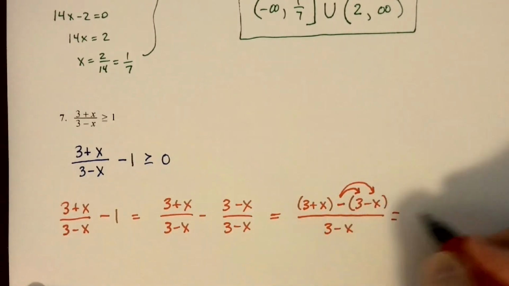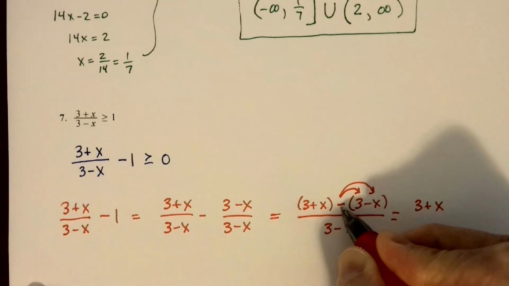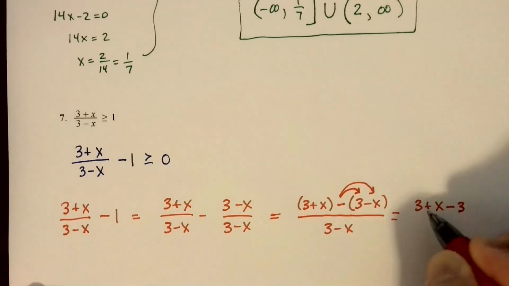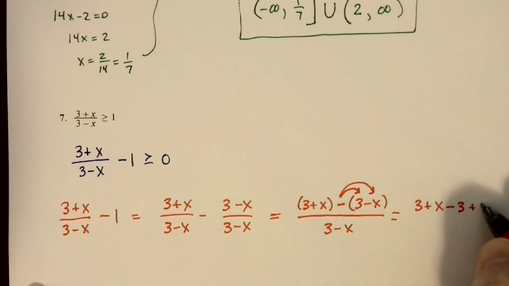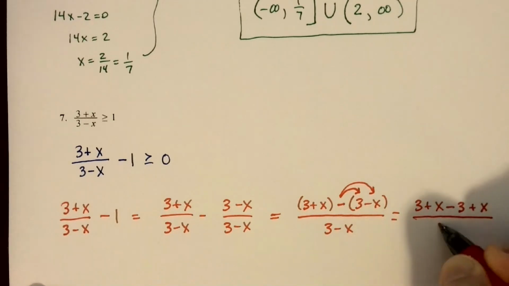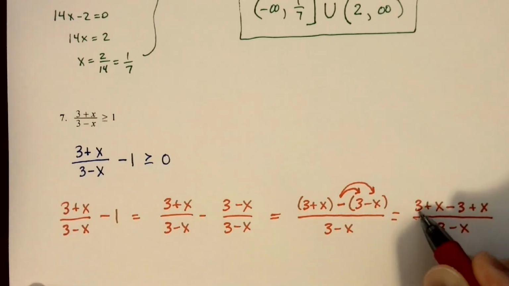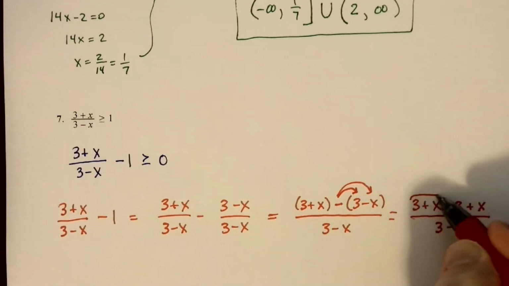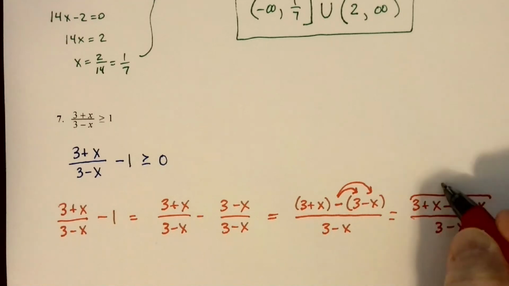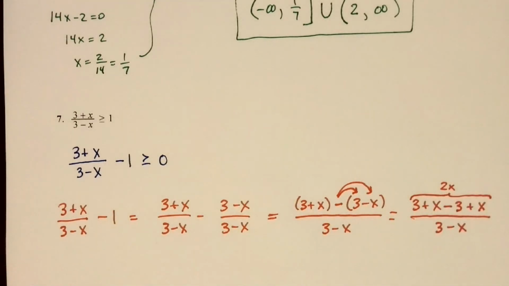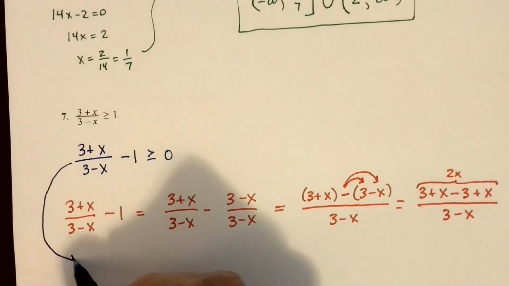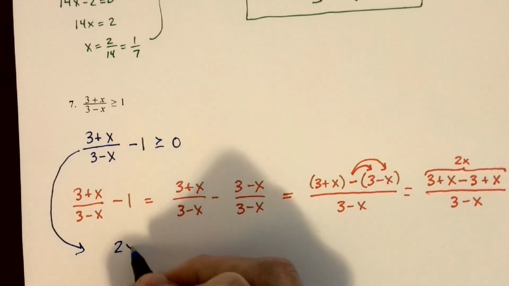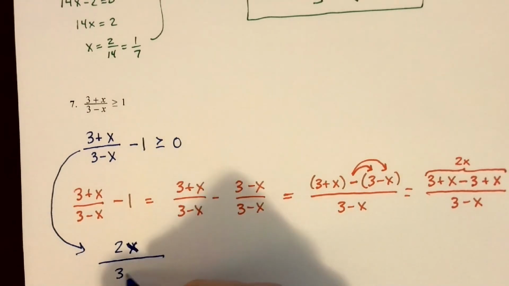So what do we get then? I get 3 plus x, what? Minus 3 minus minus plus x. And what happens here? Simplify up top. 3 minus 3 is 0. What's left up top here? x plus x is 2x. And so we can now rewrite the left-hand side as simply 2x divided by 3 minus x.